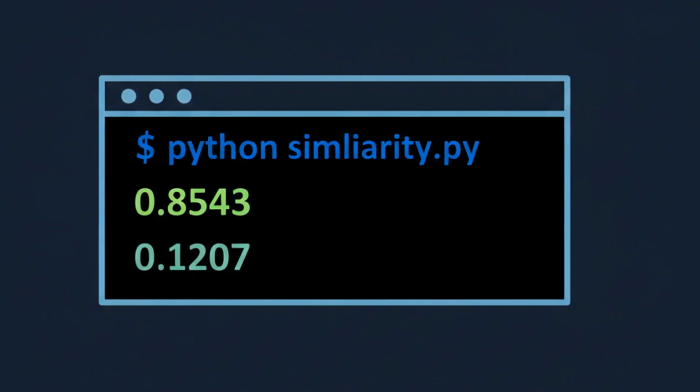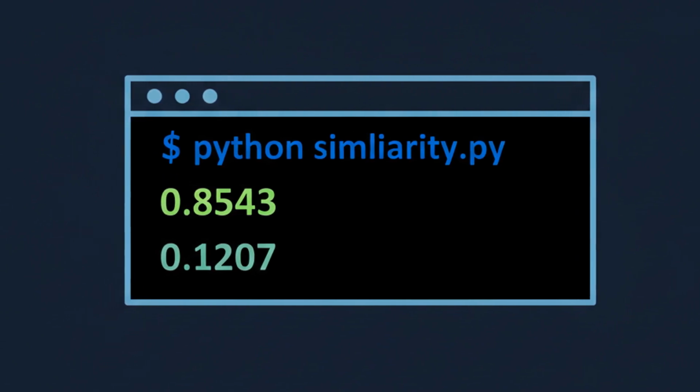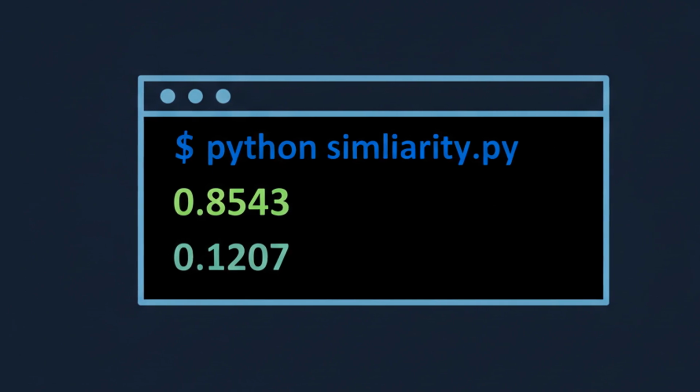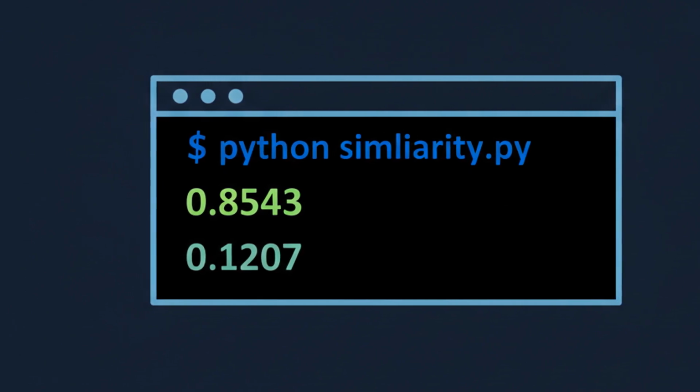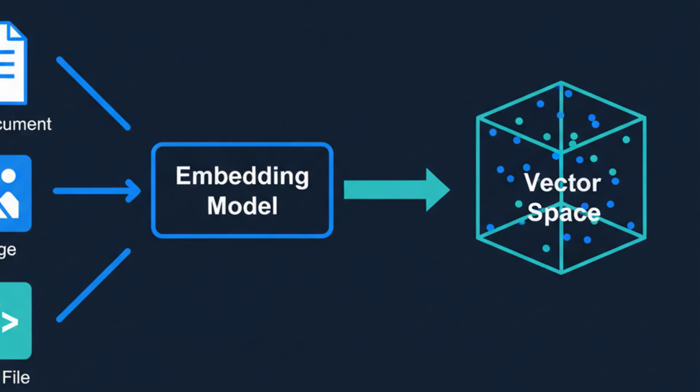No keyword matching happened here. The word kitten never appeared in the first sentence, yet the model knew it belonged. This is semantic search in its purest form. Here's where it gets powerful.